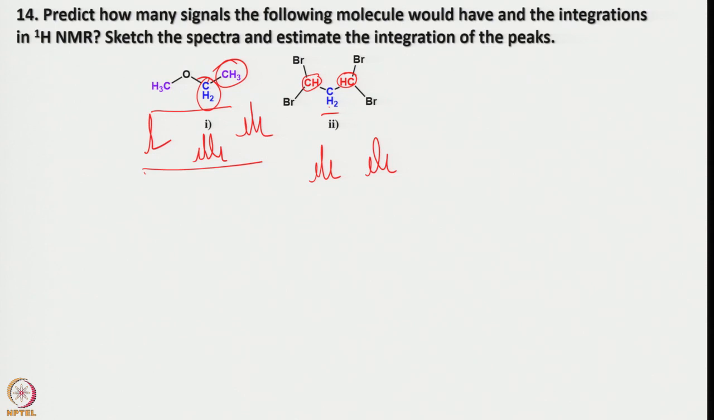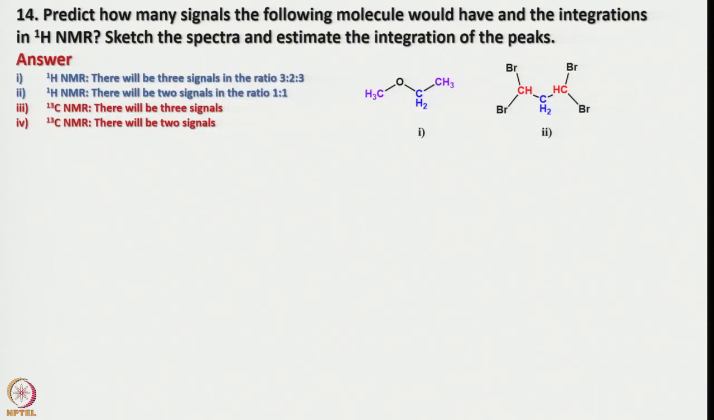Okay, let's look at the NMR. In carbon also, we anticipate three signals in this case and two signals in the other. So in 1H NMR there will be three signals in the ratio 3:2:3, that's what I have written here. There will be two signals in the ratio 1:1 here. And in 13C NMR there will be three signals, and in the other 13C NMR there will be two signals.